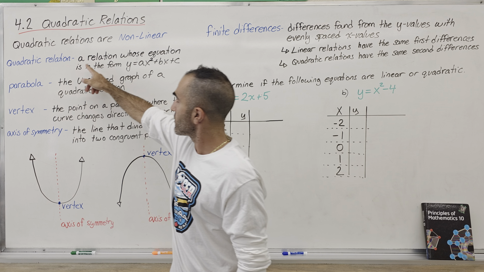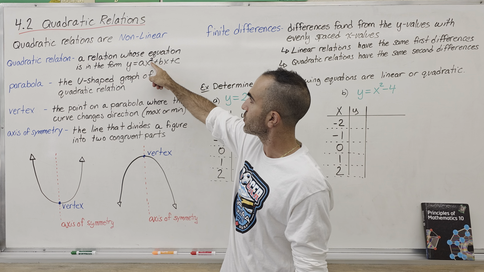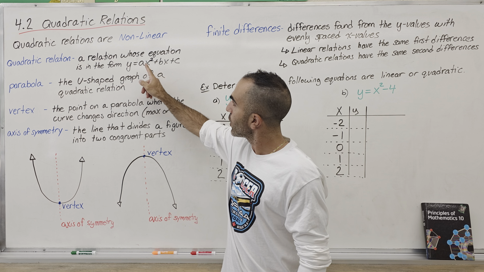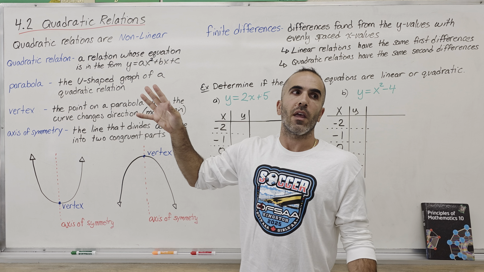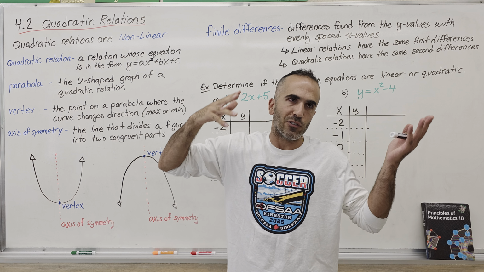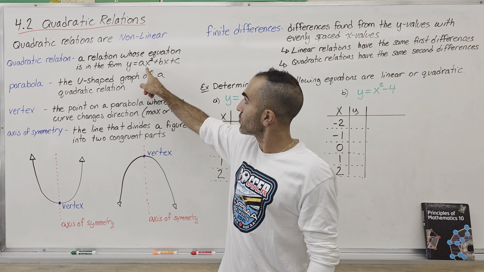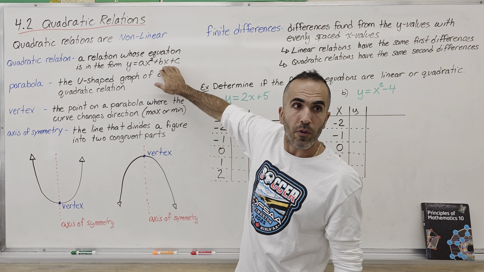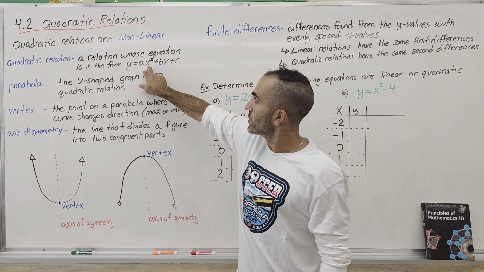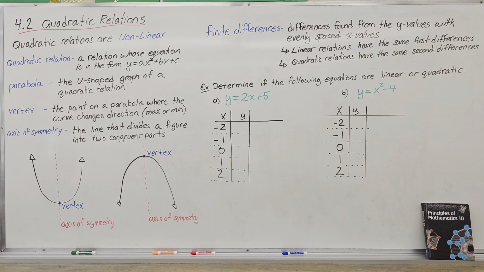Here in this definition, it says a relation whose equation is in the form ax squared plus bx plus c. As long as there's an x squared somewhere, it's a quadratic, okay? And it's the highest power. It can't be x to the 3 and then an x squared. So as long as the x squared is the highest power. These don't have to be here necessarily, right? They could be zeros. b and c can be 0. So we'll just have this, right?